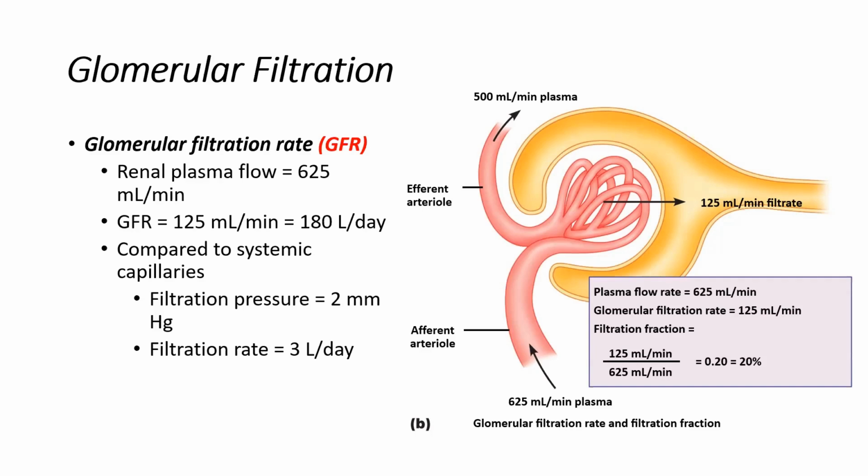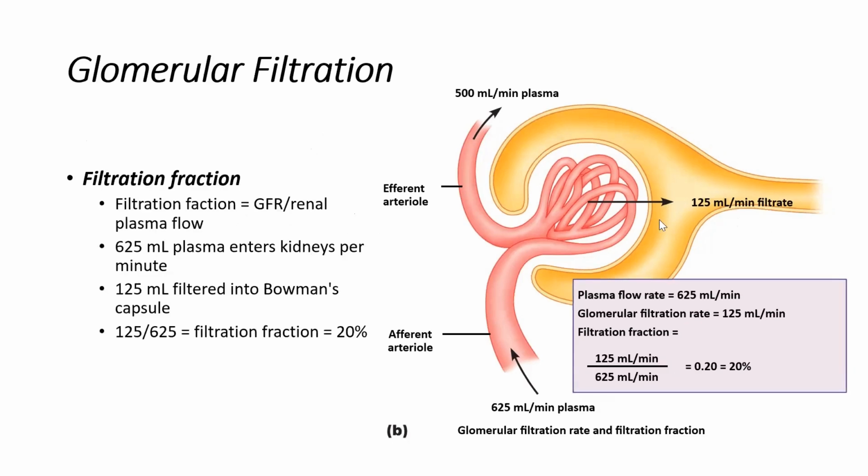Another thing we can compare is our total filtrate per day. So whereas in the capillary system, we saw that we filtered 3 liters per day, right? 3 liters net ended up in our interstitial space. Here we're seeing 125 milliliters per minute, which is 180 liters per day. So a really drastic difference between how much filtration is happening across our capillary beds into our interstitial space, and how much filtration is happening here at the level of our glomerulus. So a lot more filtration. More of that fluid is making it across our filtration membrane and ending up in our Bowman space.